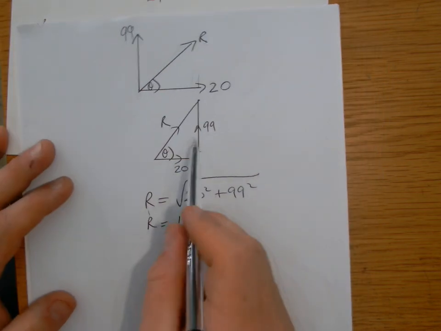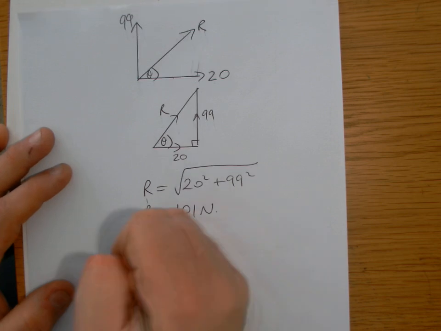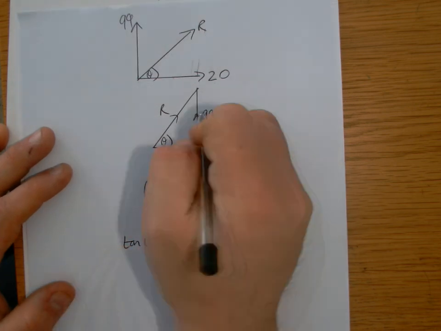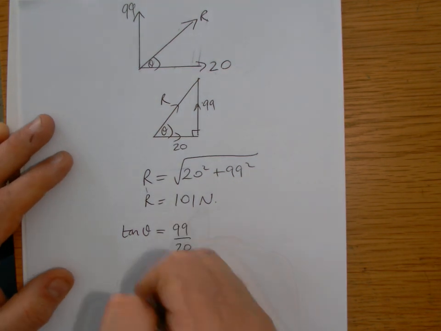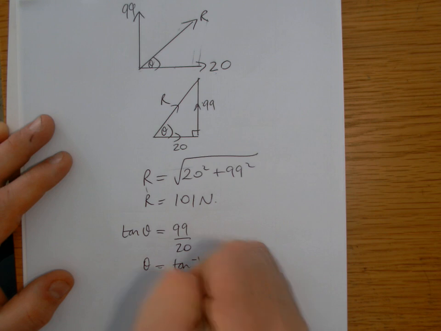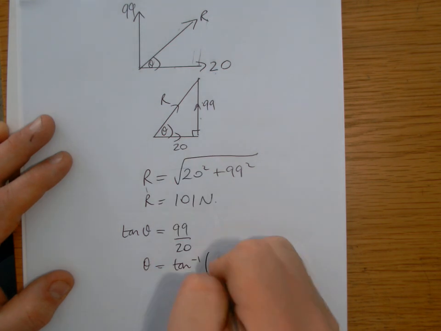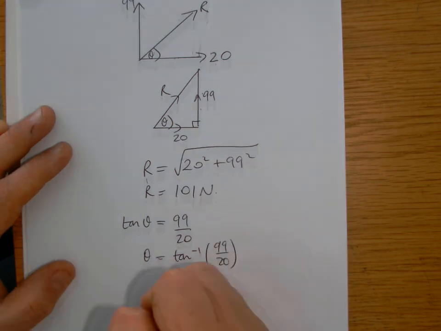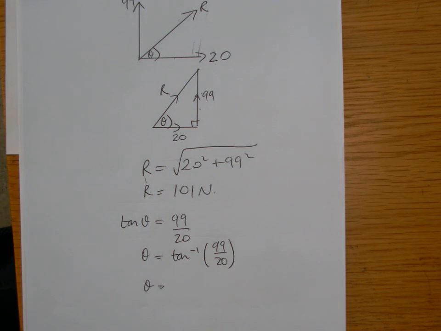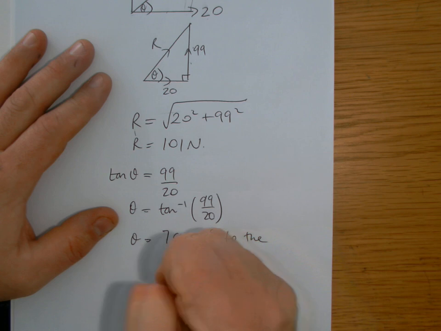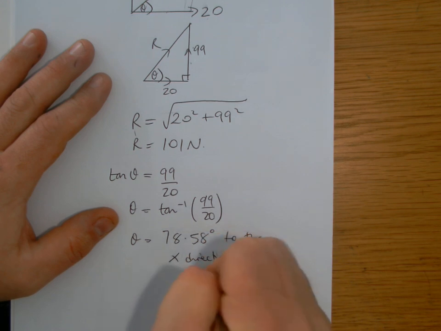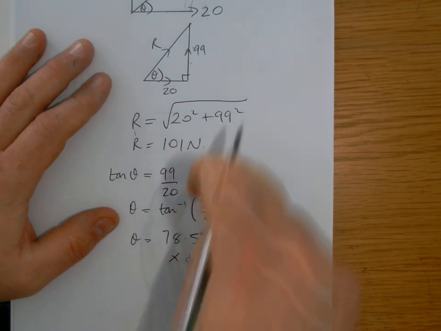We can use trigonometry here, so we can use tan. Tan theta is opposite over adjacent, 99 over 20. So theta will be tan to the minus 1 of 99 over 20, and we get 78.58 degrees to the x direction. So we've got the direction of the resultant force and the magnitude.